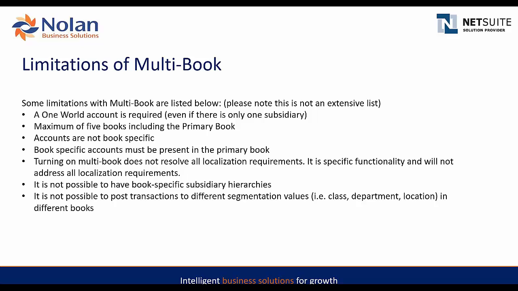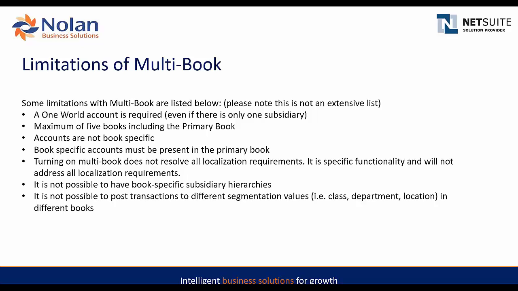You can't have book-specific subsidiary hierarchies. So those of you who have OneWorld, or know what OneWorld is, the NetSuite environment where you have more than one subsidiary or entity, will have a subsidiary hierarchy, and that hierarchy will exist across all books. You can't have one hierarchy in your main book and a different subsidiary hierarchy in a secondary book which you want to use for reporting purposes. It's not possible. It's one subsidiary hierarchy across all books.